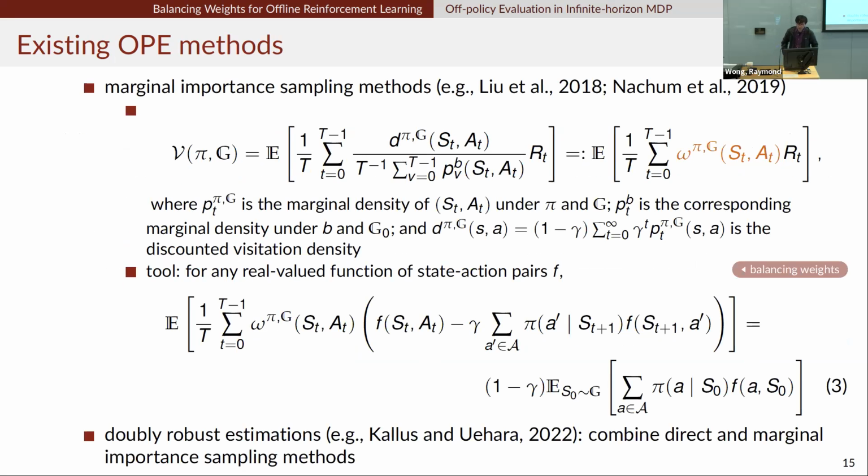And the second class of methods is called marginal importance sampling methods. To see how it works, essentially you can rewrite the value in this form. Here you can see we have a probability ratio function. The explicit definition is not very important for the rest of the talk, but of course it's defined this way. I'm going to just call this omega, the weight function. If we know the weight function, then this actually gives us an unbiased estimator. The weighted sum is an unbiased estimator for the value.